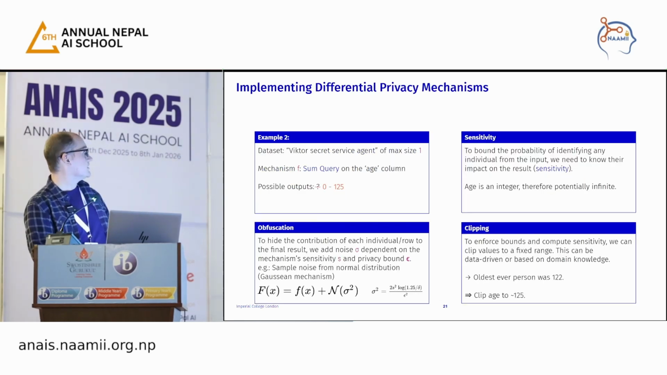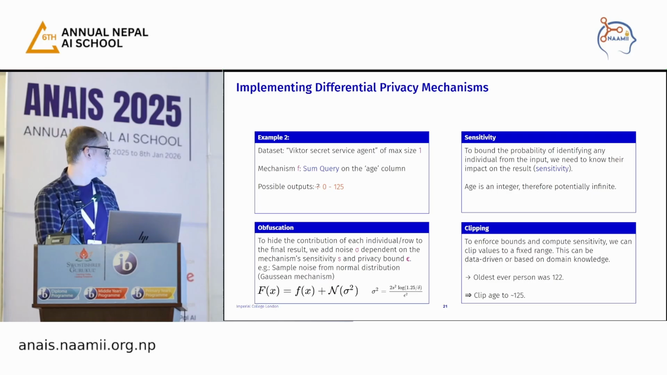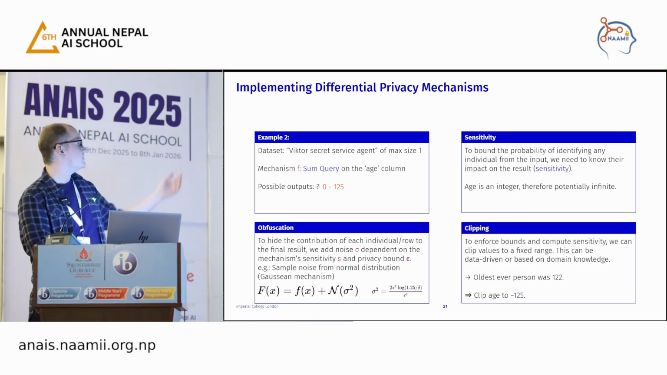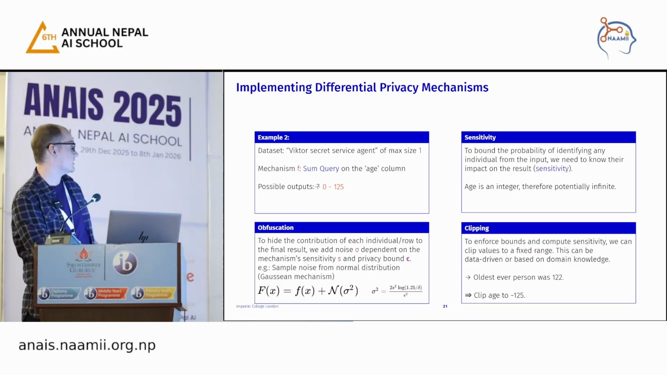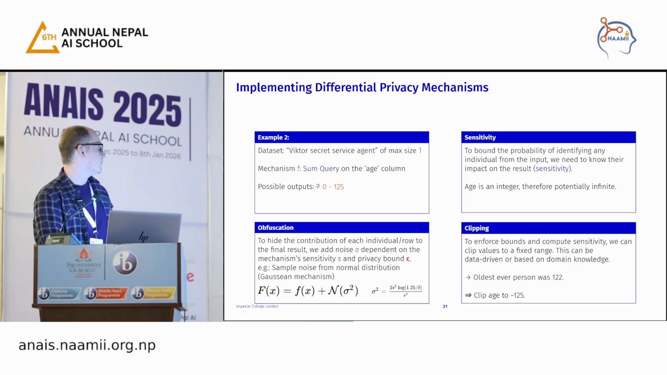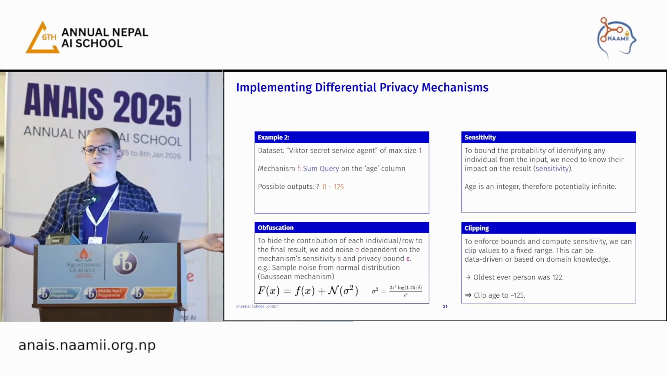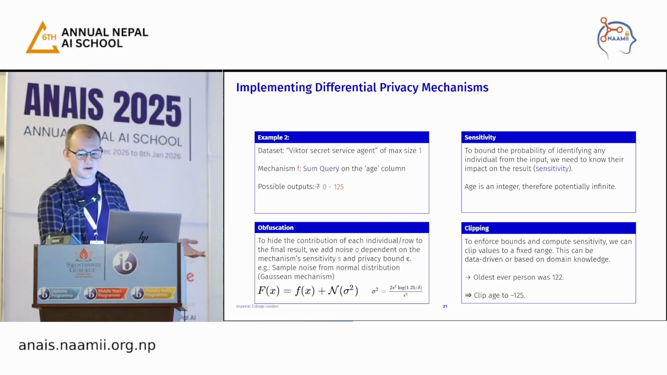Right, now let's have a look at a different mechanism, and that would be the sum query over the same data set. Well, again, we need to determine the sensitivity, but the problem is that, unlike count, where each row only contributes 1, now we're looking at integers, and integers are potentially infinite, right? So what do we do? We can't add infinite noise, because then nothing makes sense anymore.